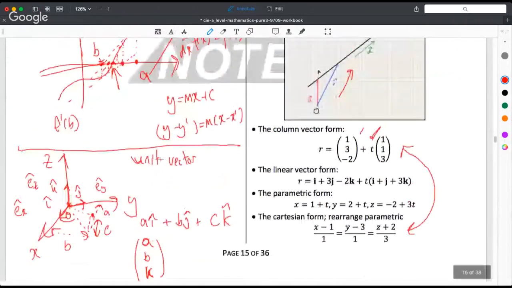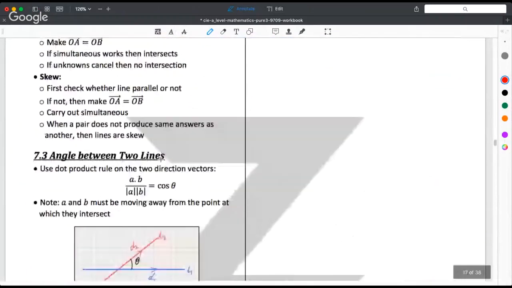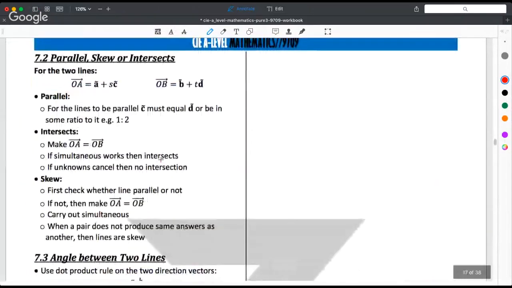Okay, should we talk about... no, we don't need to talk about dot products yet. We'll talk about dot products later. Parallel lines, skew, or intersecting. Okay, so if we have this line r = OA + sc, s is just some parameter, like we talked about before. They tend to use the symbols t and s for parameters because of the alphabet or whatever.